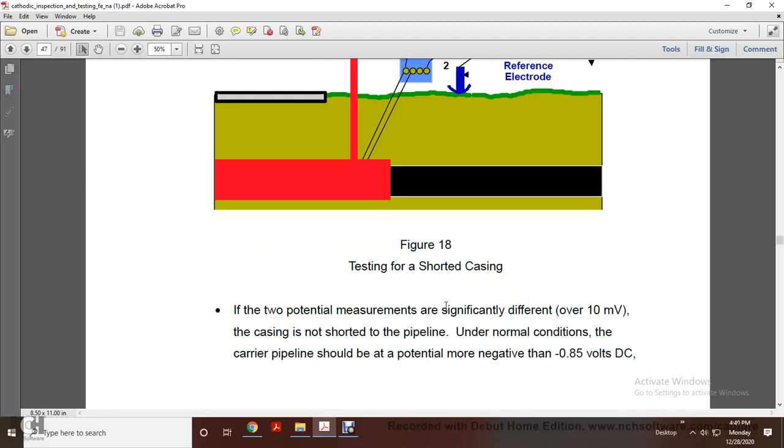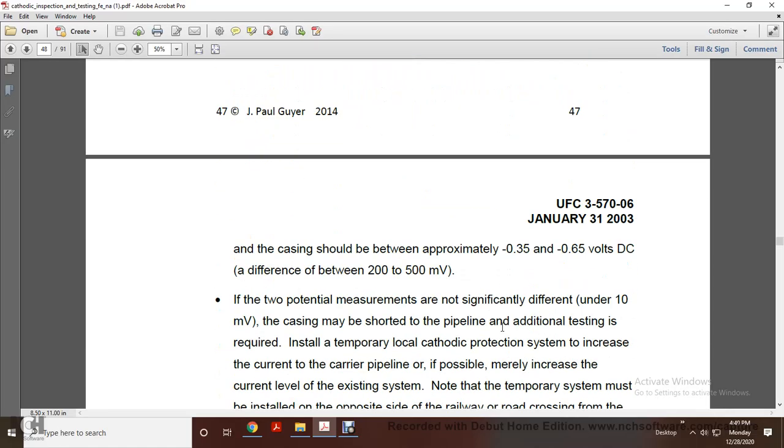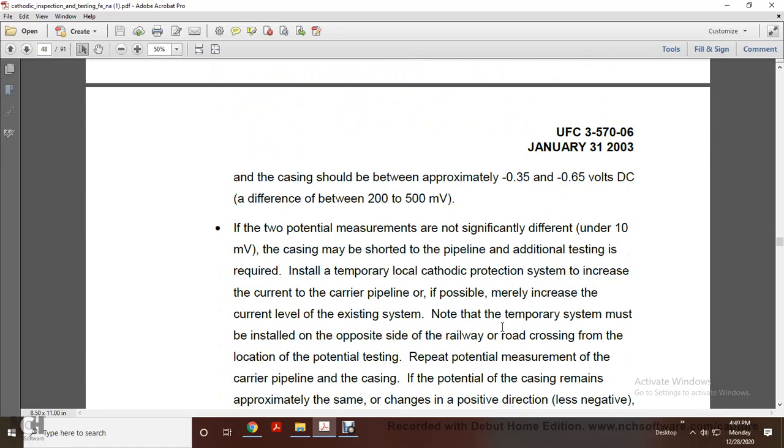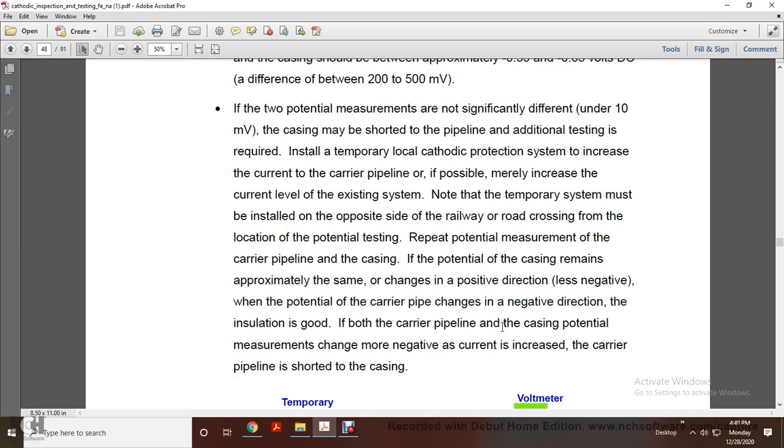If the potential measurements are significantly different, over 10 millivolts, the casing is not shorted to the pipeline. Under normal conditions, the carrier pipeline should have a potential more negative than negative 0.85 volt DC. The casing should be approximately negative 0.35 to negative 0.65 volt DC, a difference between 200 and 500 millivolts. If the two potential measurements show no significant difference, under 10 millivolts, the casing may be shorted to the pipeline, and additional testing is required with a temporary local cathodic protection system installed to increase the current on the carrier pipeline. If possible, merely increase the current level of the existing system.